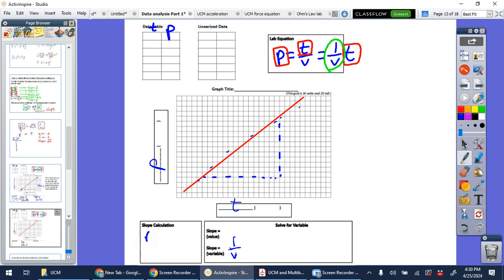So let's say I do that slope calculation, change in y over change in x. And then let's just say I get the number 5 right here for that slope. Let's just pretend I made that up. So then, of course, down right here, if 5 is the slope and 1 over V is the slope, I can then set those two things equal to each other and solve for V.